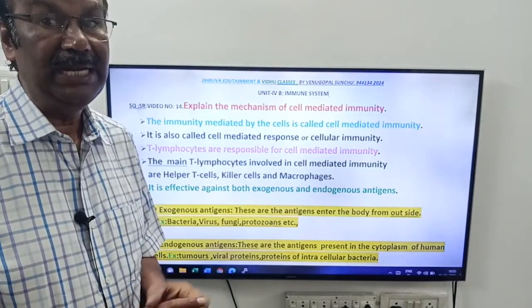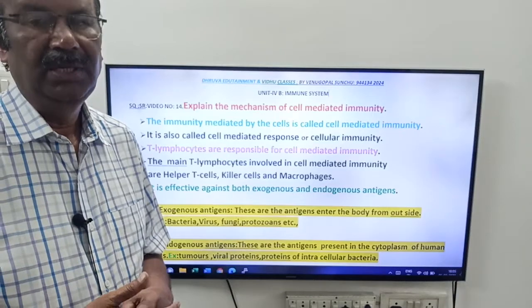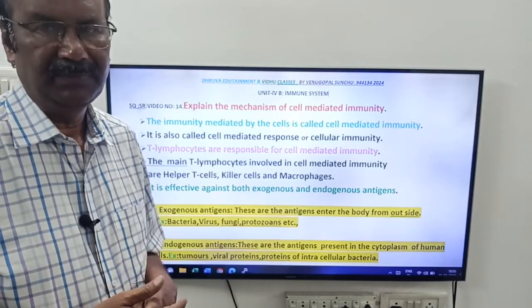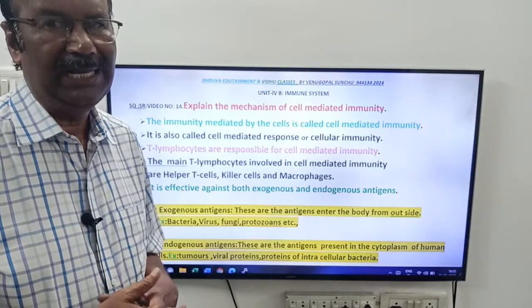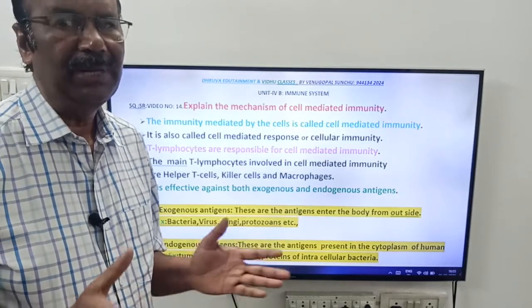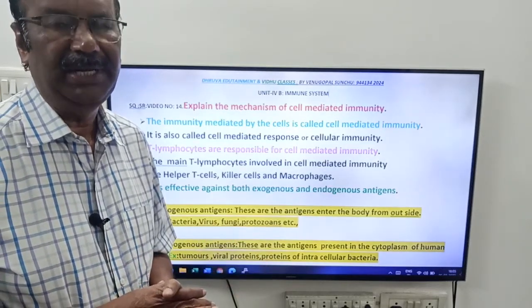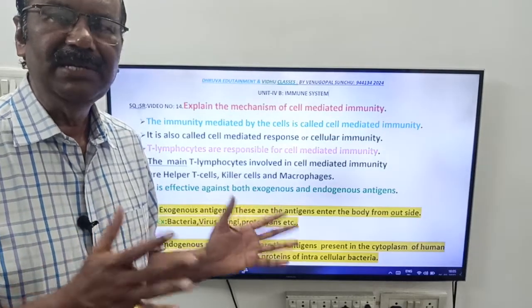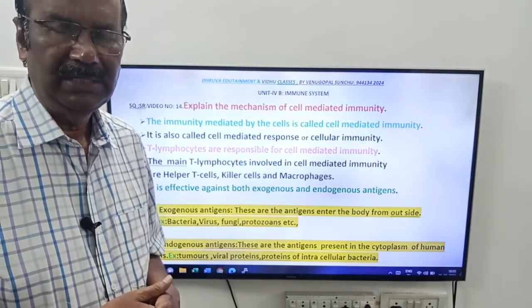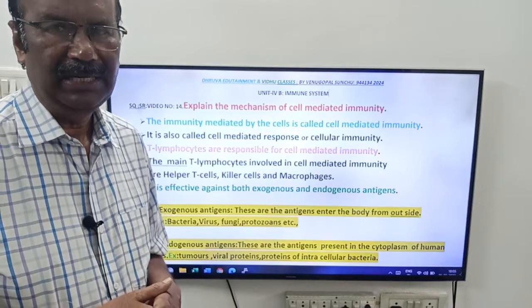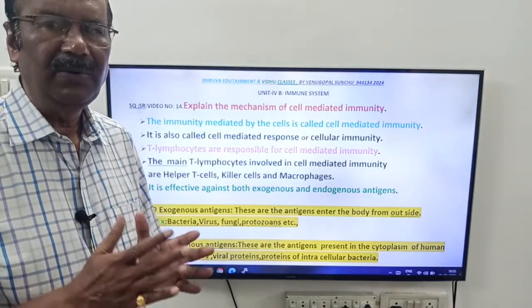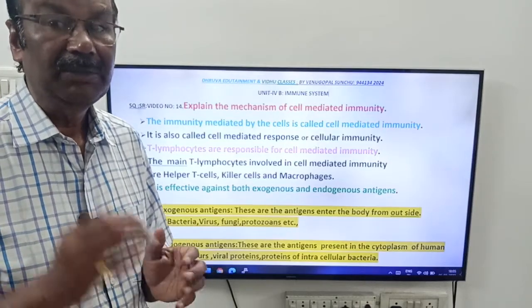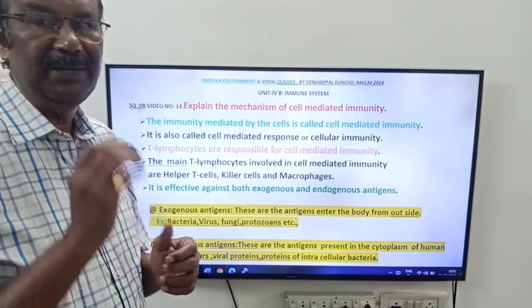Friends, cell mediated immunity. You know, friends, what is immunity? It is the ability of an individual to fight against harmful microorganisms that is called immunity. This immunity is of two types, friends. One is cell mediated immunity, another one is humoral immunity. Now here you have to write about the mechanism of cell mediated immunity.